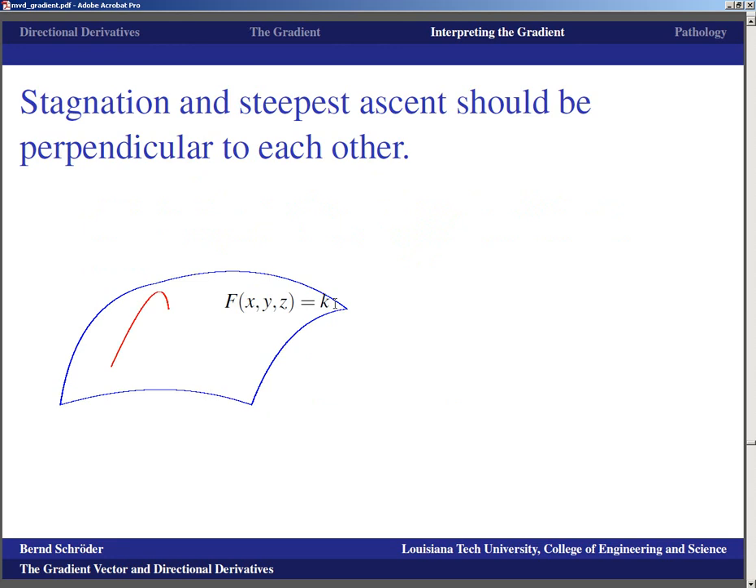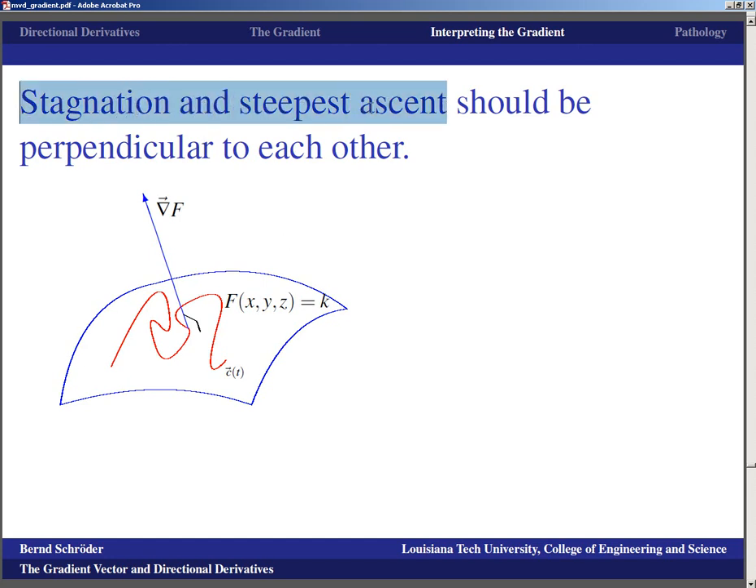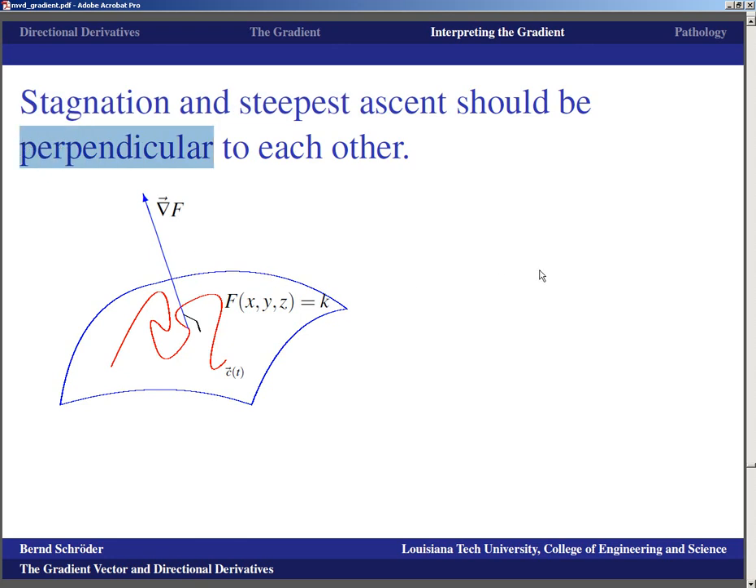Because if we're looking at a level surface, f of x, y, z equals k, and if we now let a curve travel inside that level surface, that curve is c of t, then I know from the previous theorem that at any point on the curve, the gradient of f is perpendicular to the curve itself. So that means really that stagnation and steepest ascent really are perpendicular to each other.